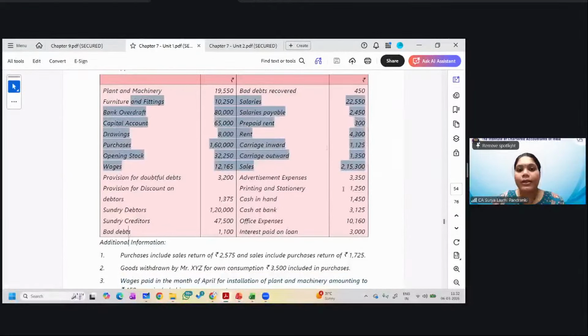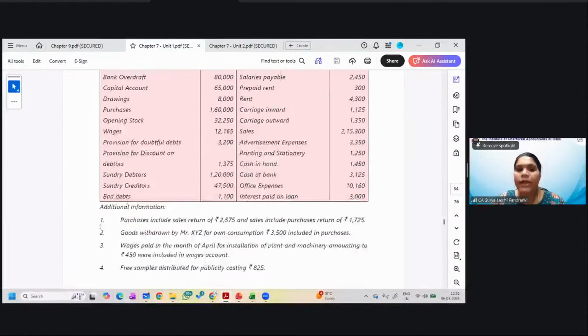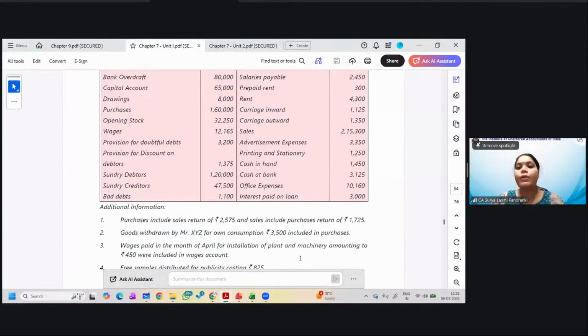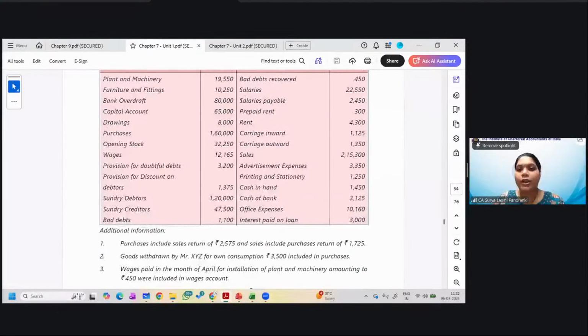If it is included in this table, it means it is already recorded in your books of accounts. Agreed? So no double adjustment will be done. If it is given here, meaning it is not recorded in your books of accounts, then you will have to adjust it. Since it is given here, it must have been already included in this salary, so we are not going to add it again.